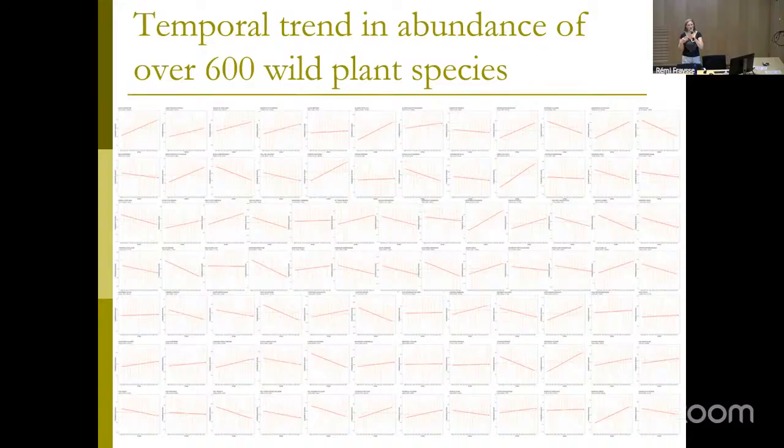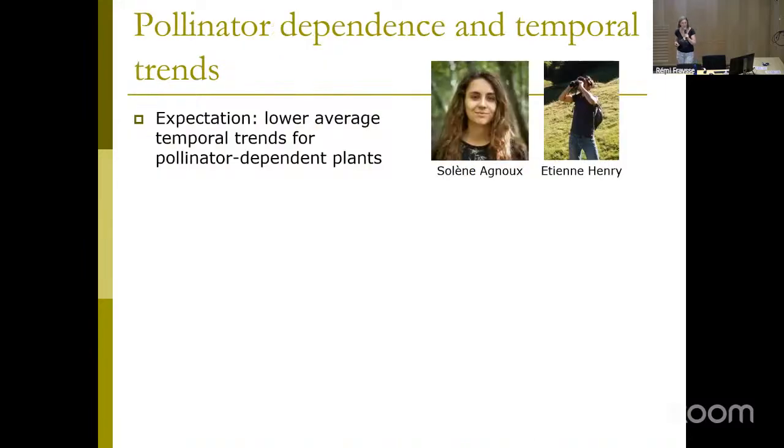And you can try to explain what causes this variation in temporal trends. There are many, many different causes, but for the purpose of this talk, I will focus on pollinator dependence, which is one obvious reason that may explain differences in temporal trends. And this is the current work of Solène Agnew, who is finishing her PhD, and also with initial contribution of Etienne Henry, who is one of the co-organizers of this conference.